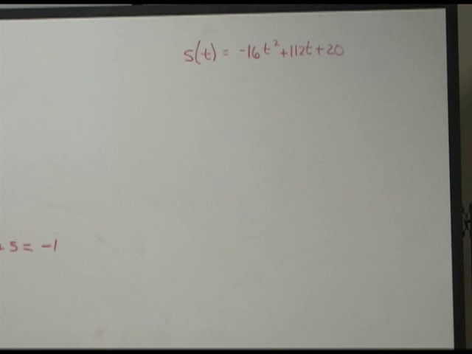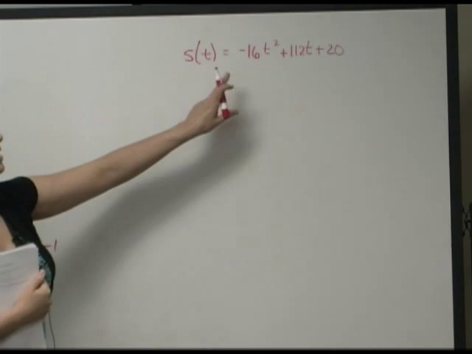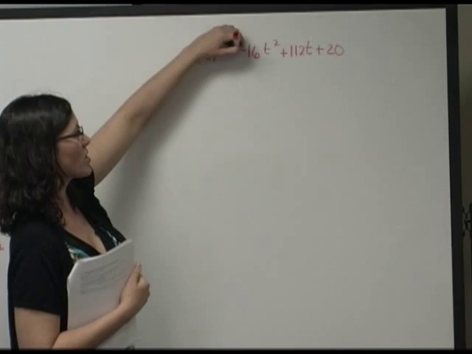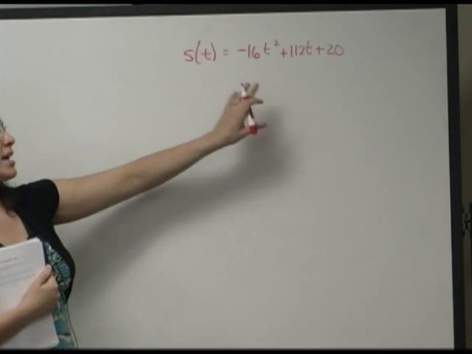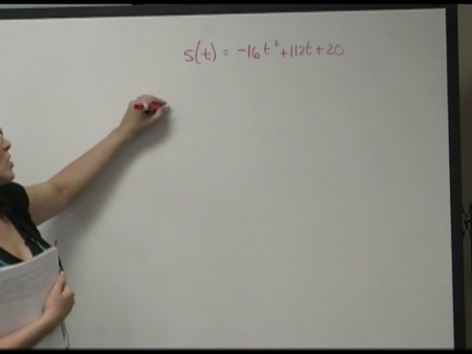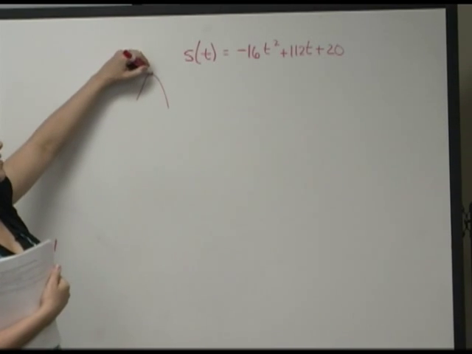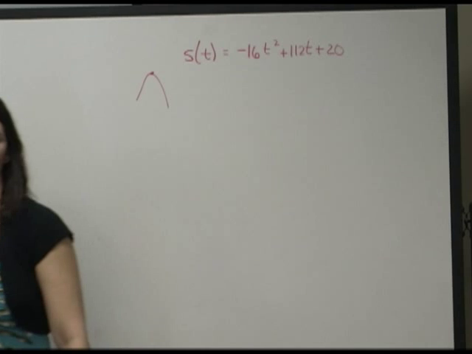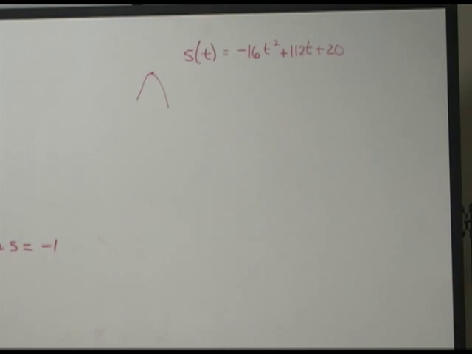So you saw that over there, right? Maximum. That means what? Vertex, right? Just look at this equation and think about it. This is a quadratic. The squared term is negative, so it's going to look like this. So they're asking me for the maximum. What are they asking me for? A vertex.